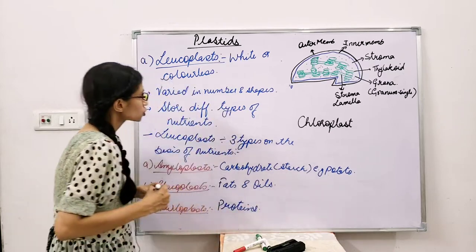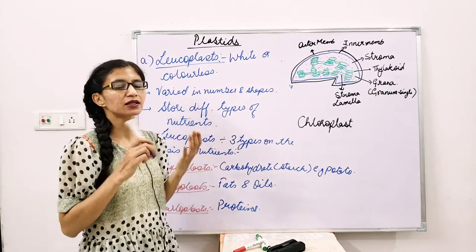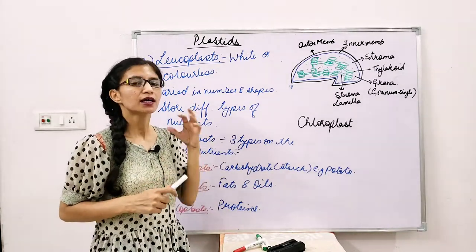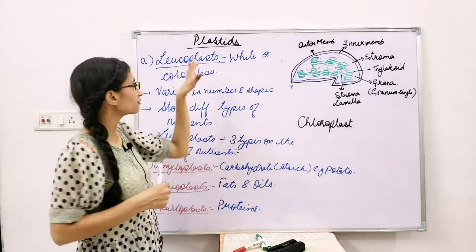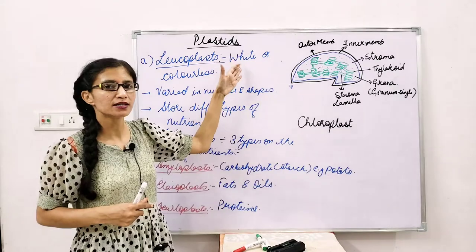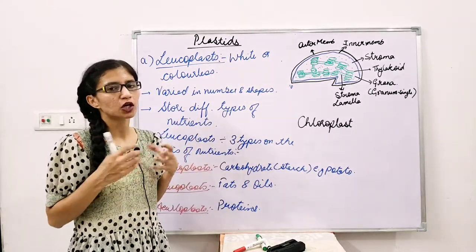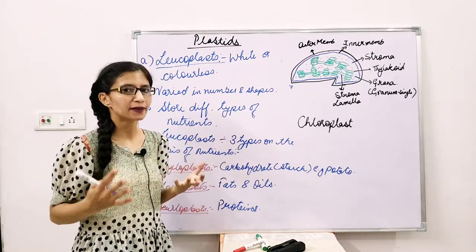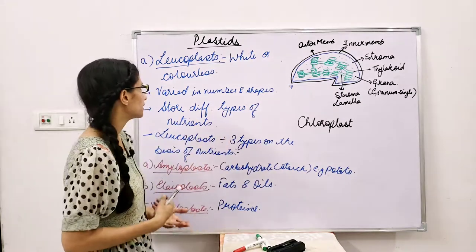Okay, so we have seen that plastids get divided into three types, that is the leucoplast, the chromoplast and the chloroplast, on the basis of the color pigment that they have. First we'll see the leucoplast. Leucoplast gives the white or colorless pigment, which means it will not provide any color, or will provide white color, to the plant in which it is present.